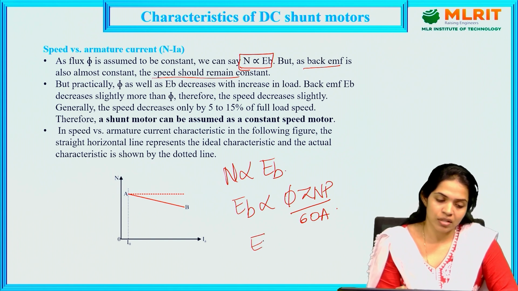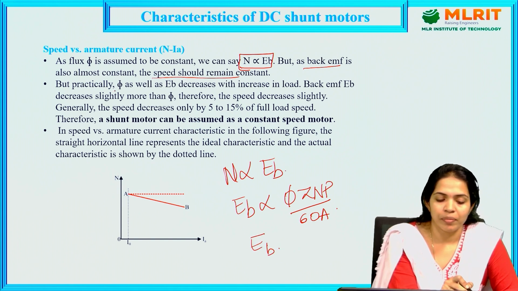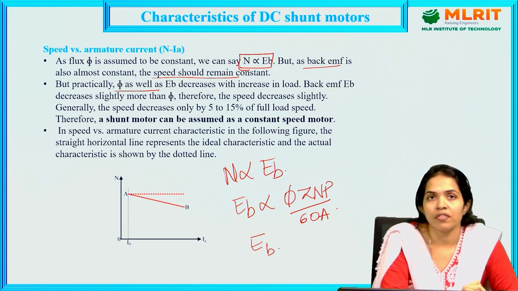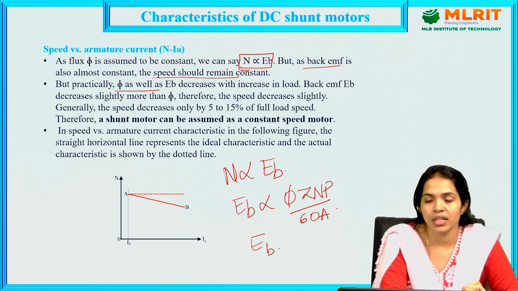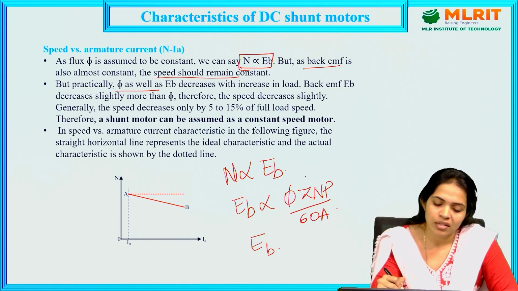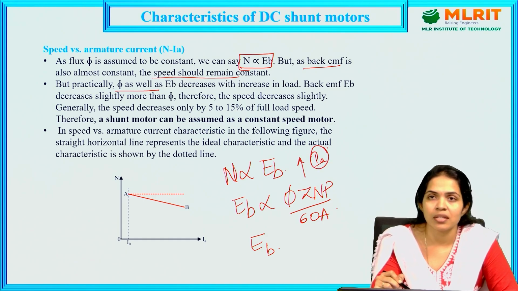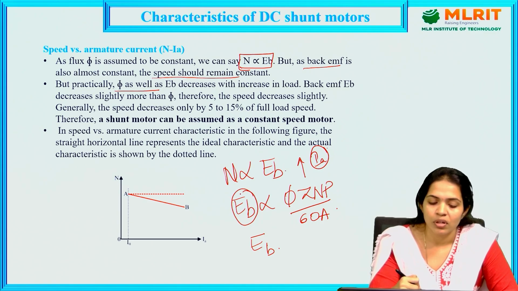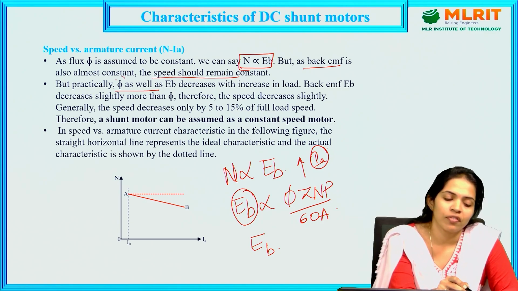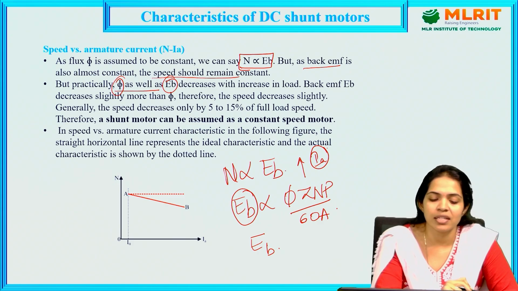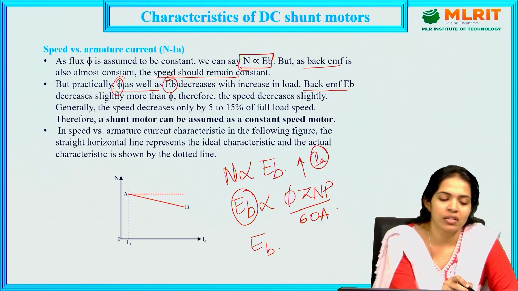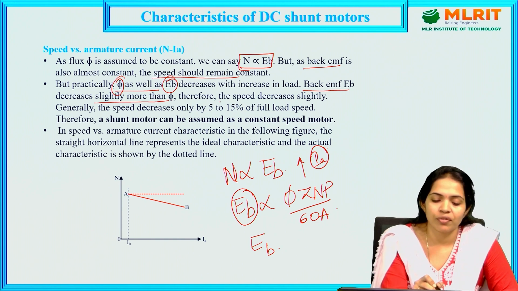Practically, phi as well as Eb decreases with increase in load. When we increase the load, the armature current drawn by the rotor will increase. Hence, the Eb will also decrease. That's why the flux phi and Eb will decrease when we increase the load on a DC shunt motor. The back EMF decreases slightly more than the flux. Therefore, the speed decreases slightly. Generally, the speed decreases only 5 to 15% of the full load speed.